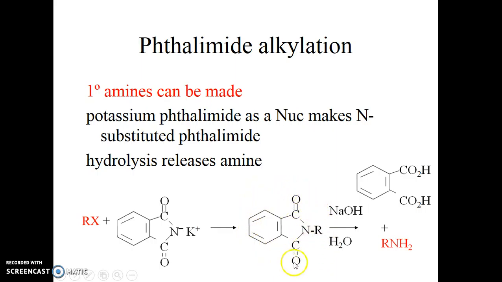Once this alkylated phthalimide is formed, we can treat it with sodium hydroxide, and this cleaves quite easily. We don't have to cook it much at all. We can cleave this with sodium hydroxide and water, and we get what is called phthalic acid, and it's easy to remove because now we have a base and an acid, and this can be removed with sodium hydroxide to give us the amine left behind.